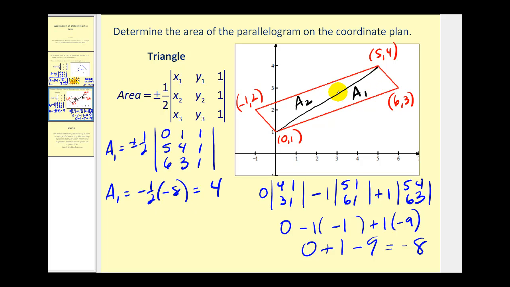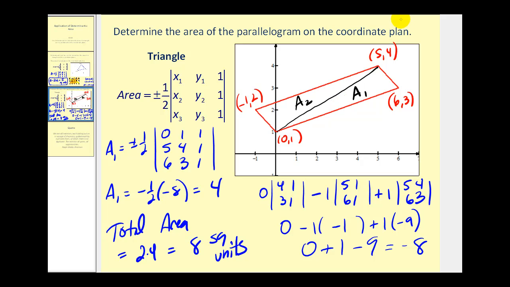And since these triangles are congruent, or area 1 is equal to area 2, we can just multiply this 4 by 2 to find the area of the parallelogram. So the total area will equal 2 times 4, or 8 square units. Now, if it wasn't a parallelogram, but just a quadrilateral, we would have to find the area of the two triangles separately because they wouldn't be the same, and then add them together.